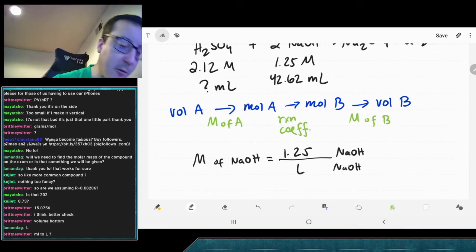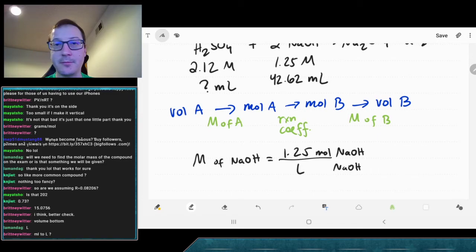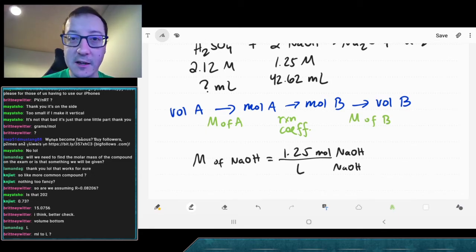Yes, that's the thing we're going to need. Yes, absolutely. So remember that molarity is moles per liter. However, we are given milliliters. So we'll also want to work that into our problem.